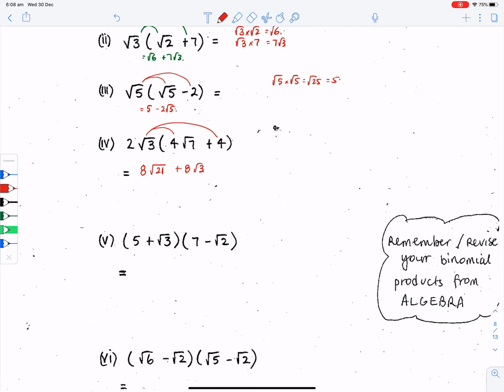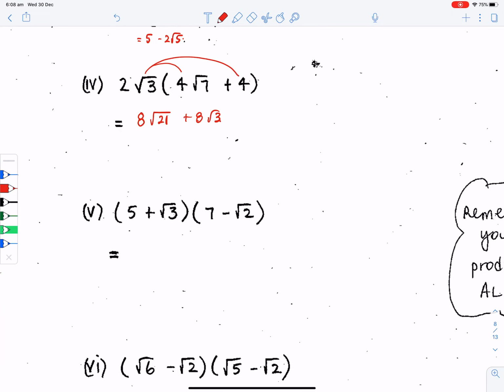All right, question 5, we have to apply the rules for binomial products. So first you do 5 times 7 is 35 and you stop. 5 times that is minus 5 root 2 and you stop. Now we'll do root 3 times 7 is 7 root 3 and you stop. And now when you multiply these you get minus root 6.